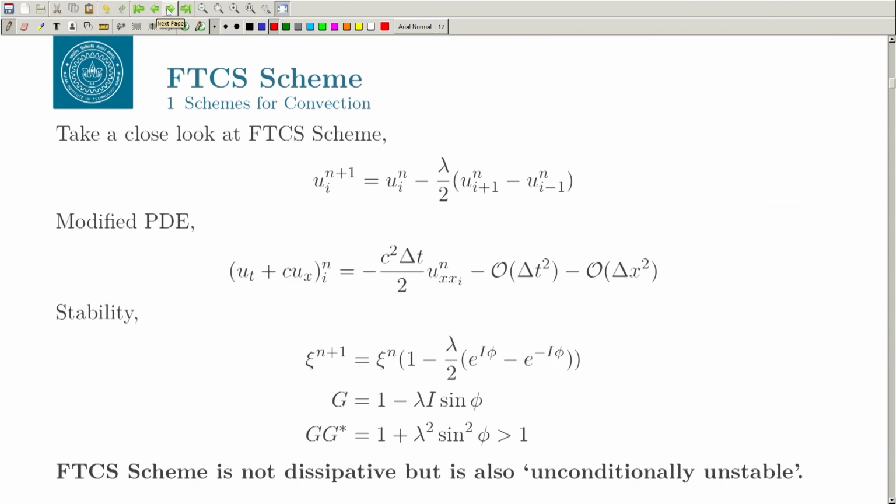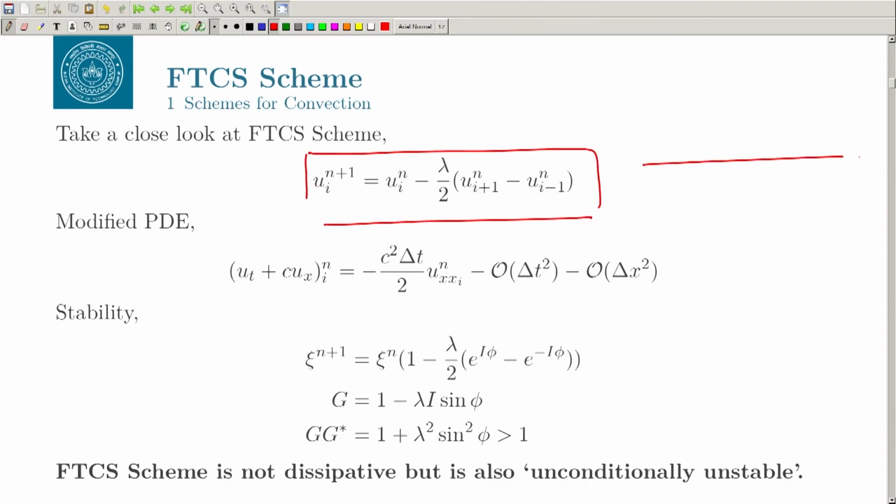Now, before we get into more schemes which are more popular in the literature for solving convection problems, we see how they are derived. So, the basic scheme that we know is the FTCS scheme, forward in time and central in space, where if you want to get the derivative here, you take these two points, I plus 1 and I minus 1. You can march from n to n plus 1, right.